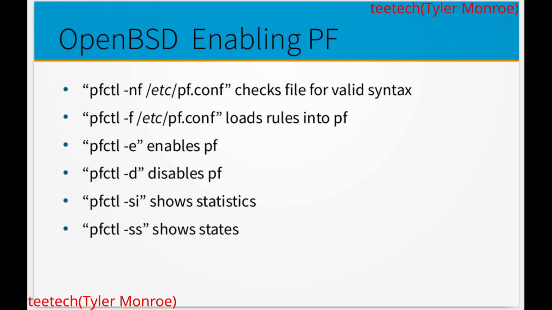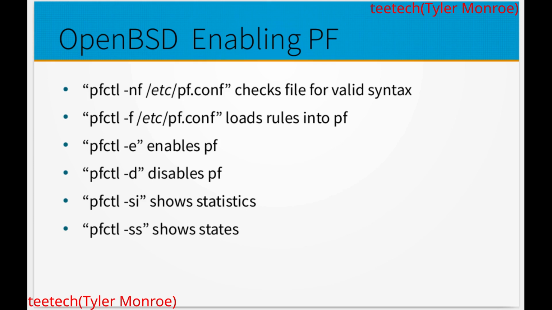But once you've done that, you can do pfctl -f and then your file location, and that actually loads them into RAM and makes them operate on packets. Other than loading and checking the rule set, we have pfctl -e that enables PF, and pfctl -d, which disables PF.